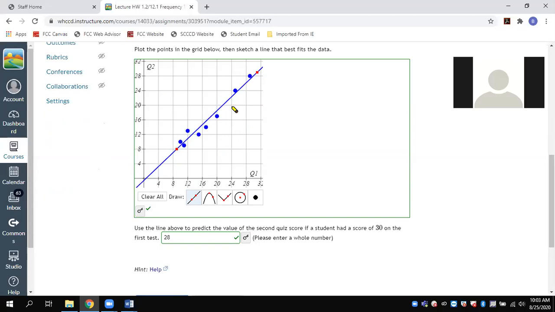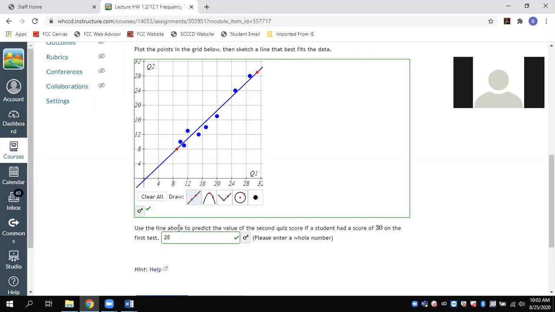So, Mr. Heron, the number 30 is the first number that you're checking in? Yeah, you see right here, they said 30 on the first test or first quiz. So I went to 30 on quiz 1, went up to the line, and then went over to find the connection to quiz 2. A person who got 30 on quiz 1 would probably get a 28 on quiz 2. Are you looking at the dot or the line of the graph? The line, because it says use the line.